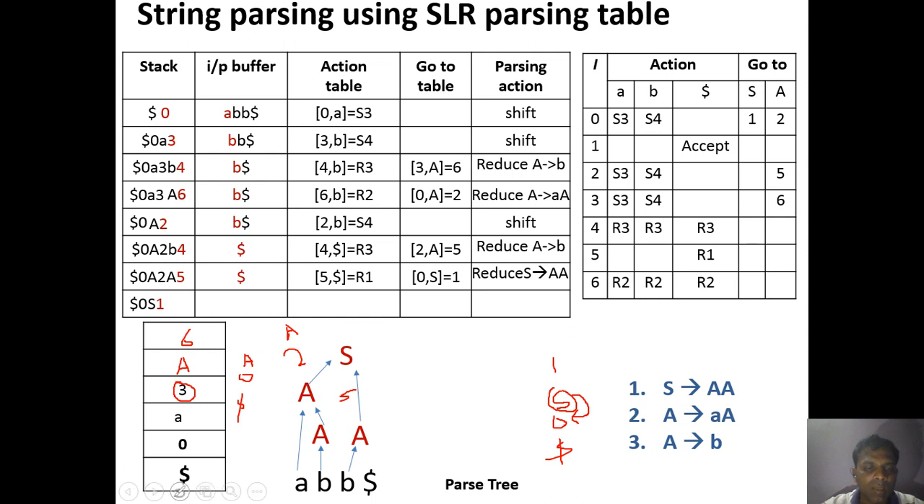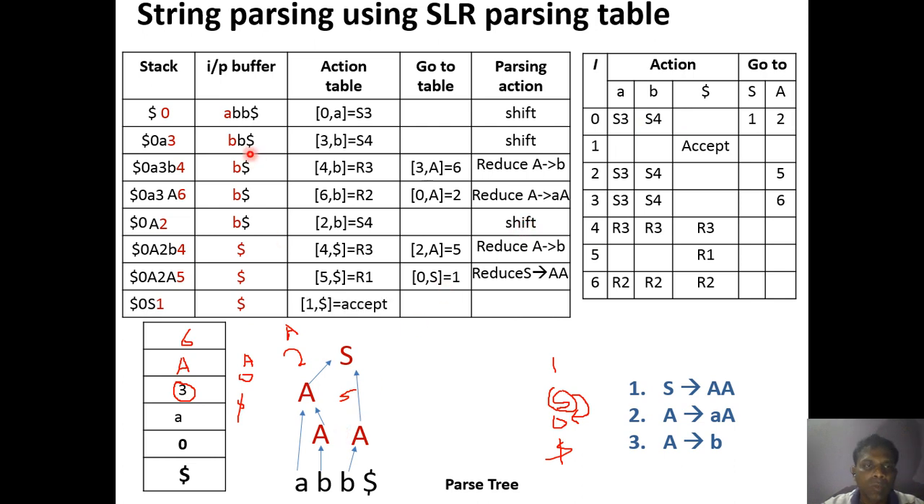So A A is reduced to S. What is my input buffer? The input buffer is dollar. So on a 1, whenever we apply the dollar, I'll directly move to accept.